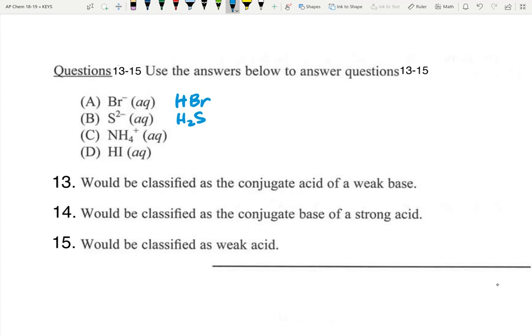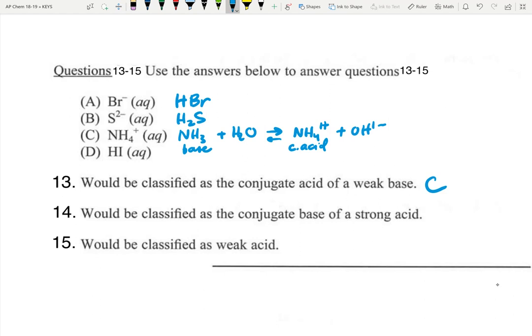NH4 doesn't come from an acid. NH4 comes from NH3. And if it helps, think about the equation for that. NH3 plus water makes NH4+, the ion in question, and OH-, the other guy. So NH3 then is a base, and NH4+ is the conjugate acid of that base. Okay, so question 13, which would be classified as the conjugate acid of a weak base? That's got to be C. We can see it from that equation.